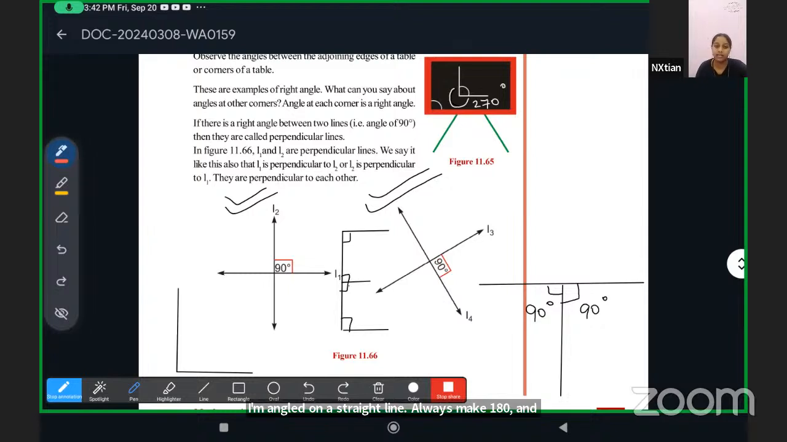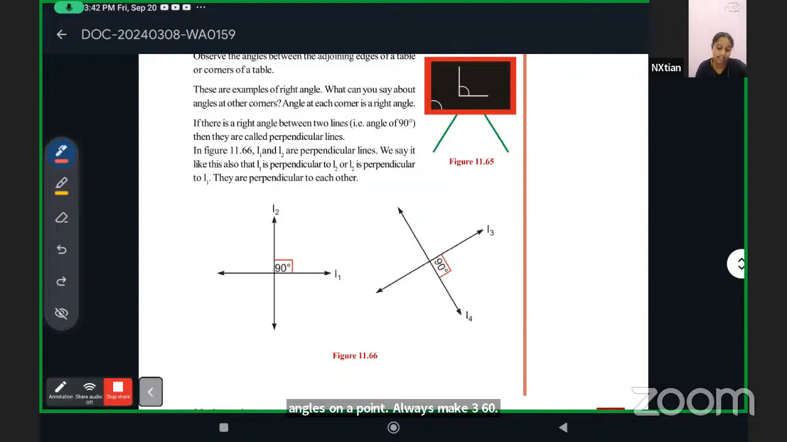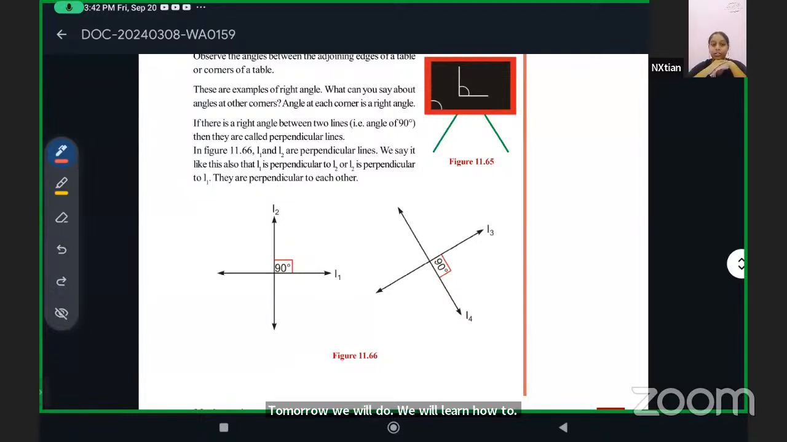Yes, that is right. Okay, so we have studied that, and tomorrow we will learn how to construct perpendicular lines. That is on Monday. We'll finish this chapter next week.